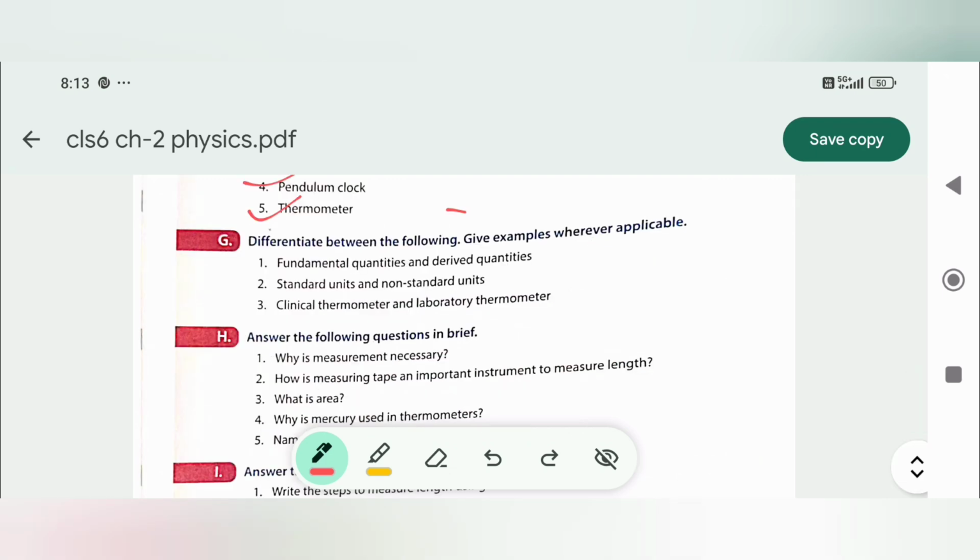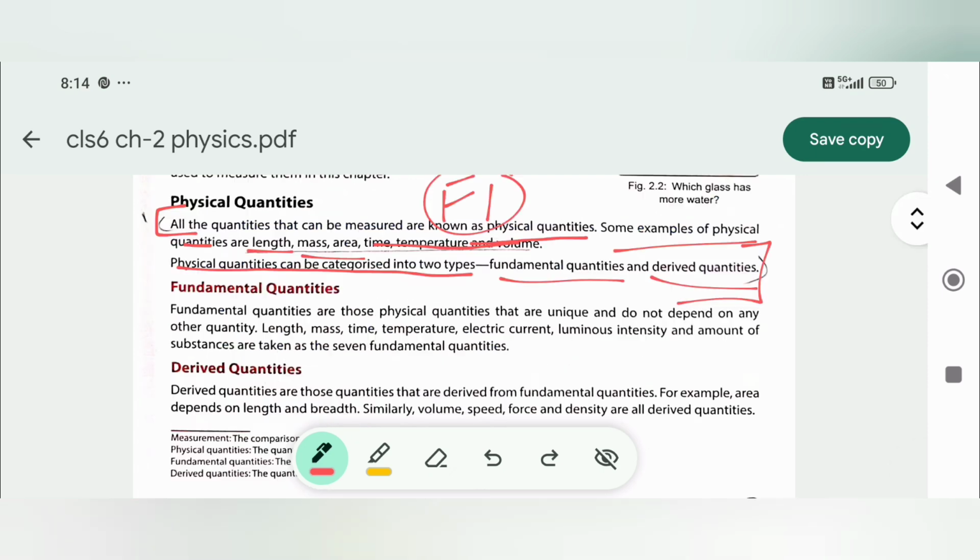This is G, differentiate between the following. Give example wherever applicable. Fundamental quantities and derived quantities. Fundamental quantities are those physical quantities that are unique and do not depend on any other quantity. Some examples are length, mass, time, temperature, electric current. Any of these you can write for fundamental quantities. This is G 1 for fundamental quantity.